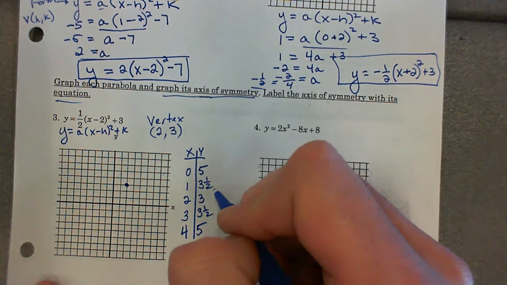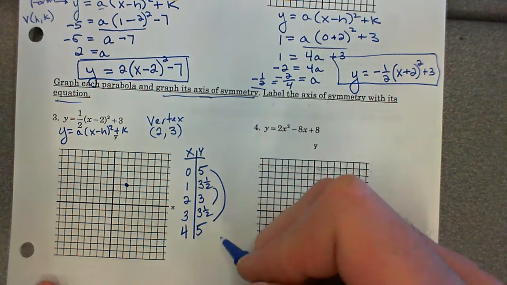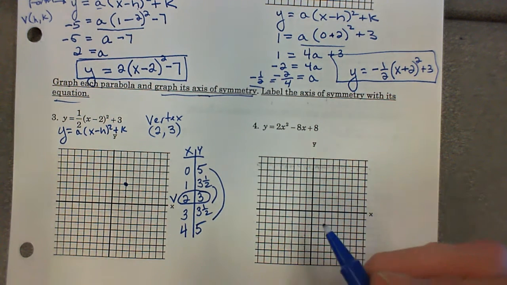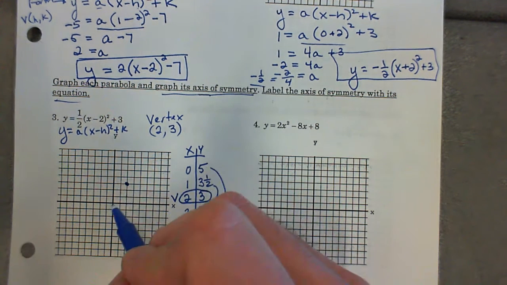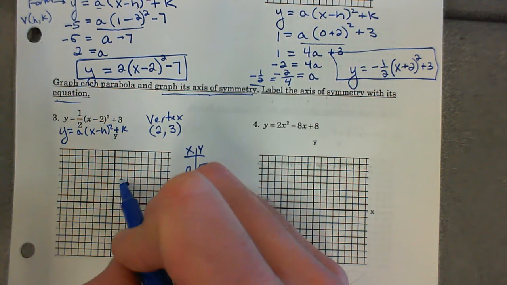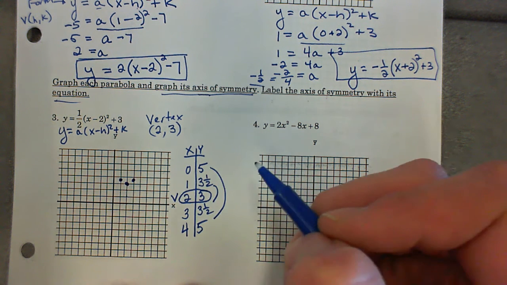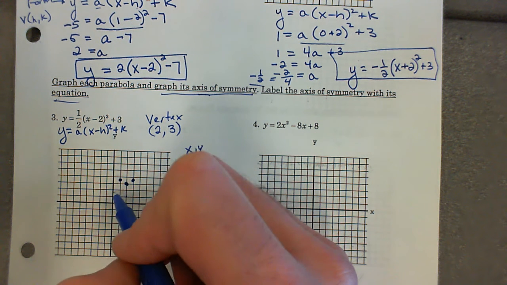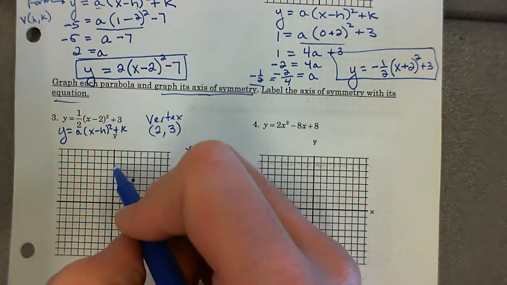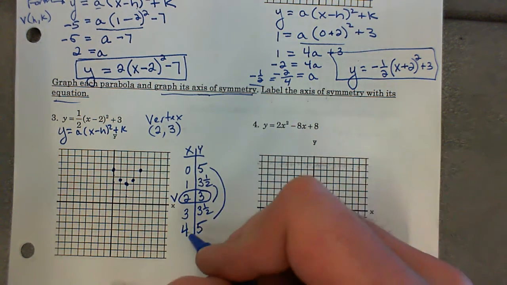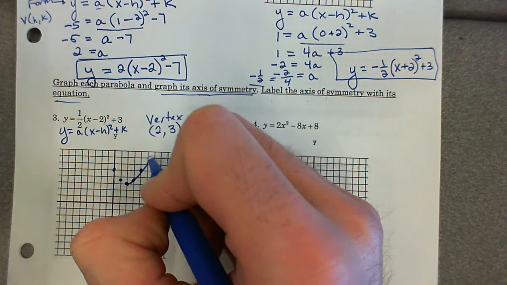Okay? And remember, these should pair up on each side of your vertex. This here is your vertex. So now we've got our points. At 1, we're at 3.5. And we're also at 3.5 at x equals 3. At 0, we're up at 5. And we're also at 5 at x equals 4. So there's your parabola.